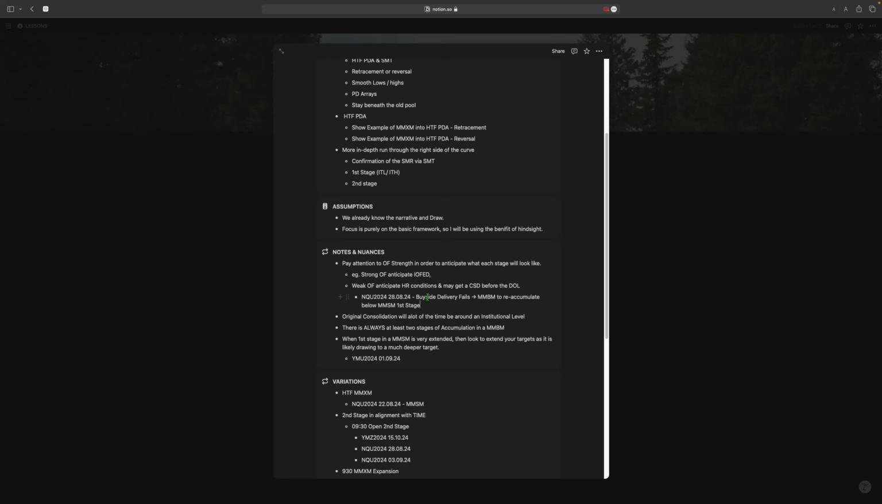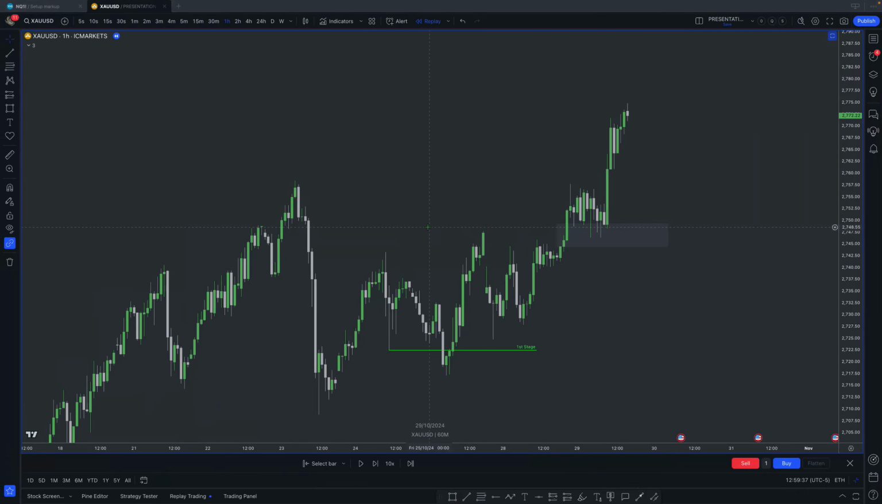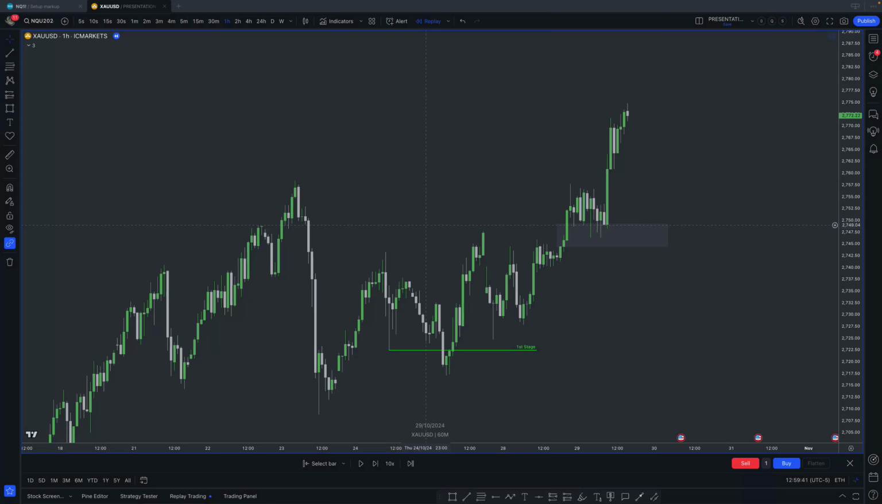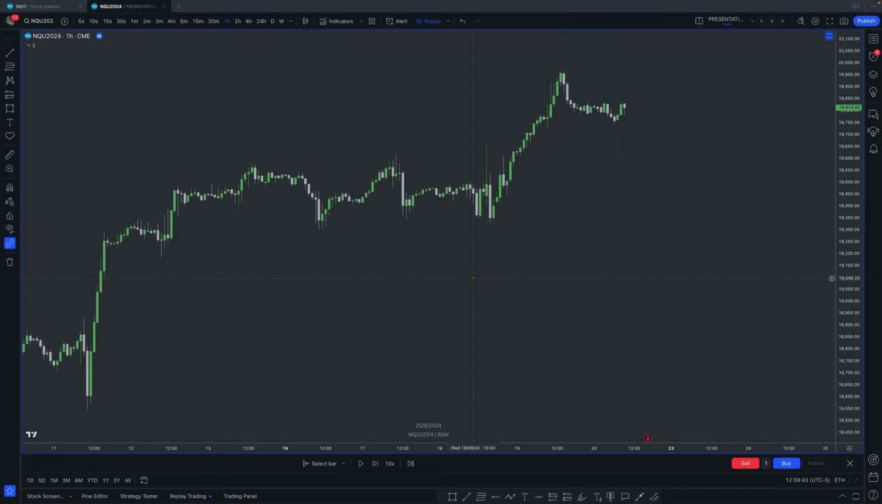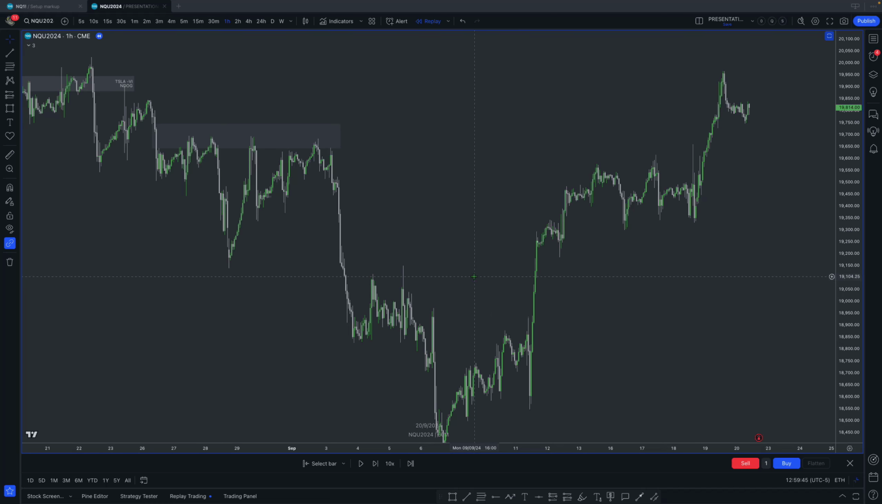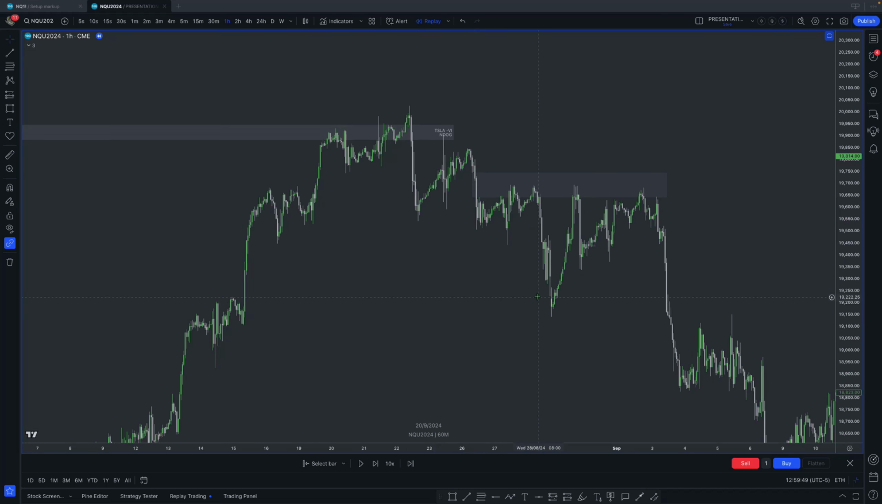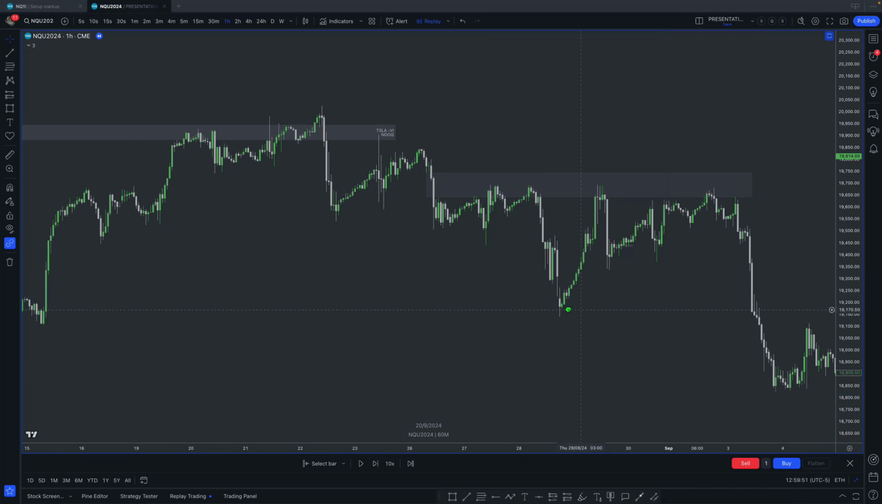And there is an example, NQ: buy side delivery fails, market maker buy model to reaccumulate below the first stage. So NQ, 28th of the 8th, 2024. I think that's in here somewhere. There we go.